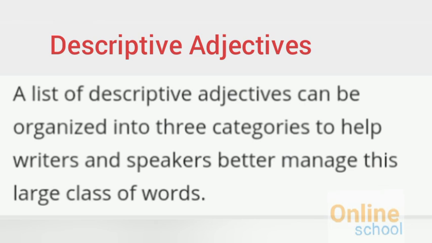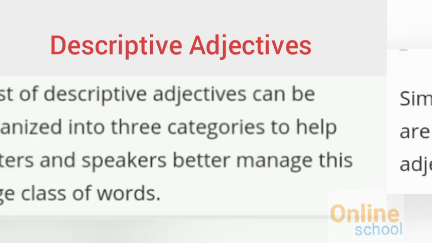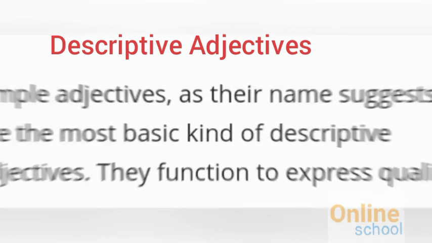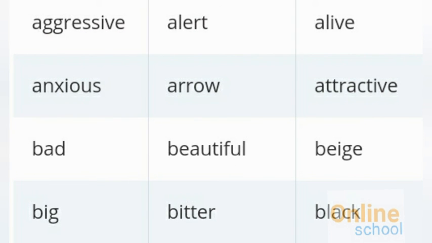A list of descriptive adjectives can be organized into three categories to help writers and speakers. Number 1. Simple adjectives. Simple adjectives, as their name suggests, are the most basic kind of descriptive adjectives. They function to express quality. Examples are aggressive, alert, alive, anxious, angry, attractive, bad, beautiful, big, bitter, black, etc.